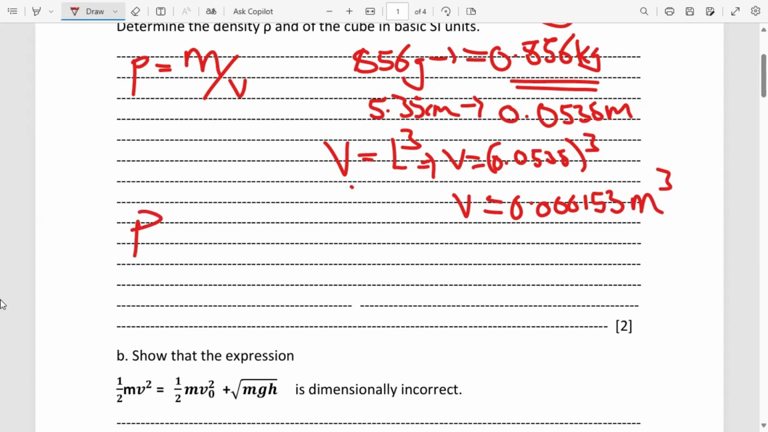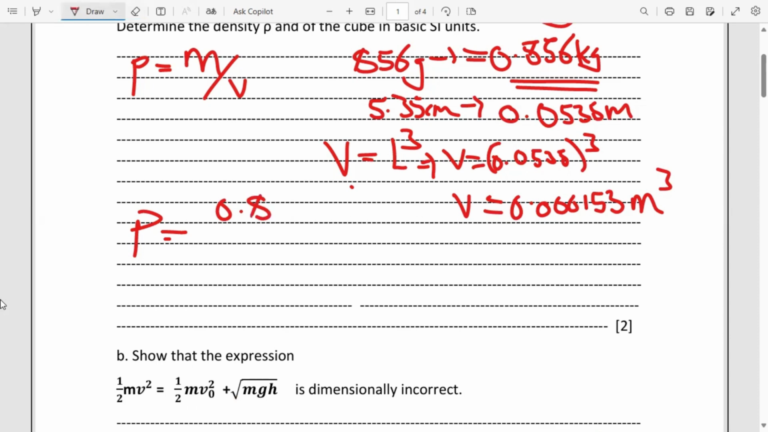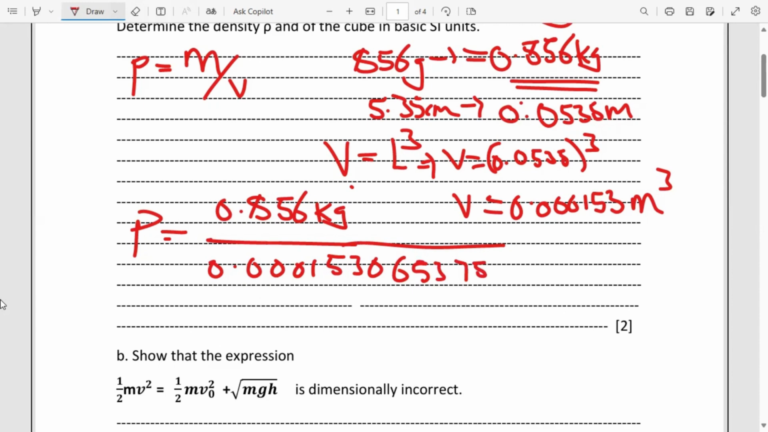So we're now going to introduce the formula for our density. Rho is equal to mass over volume. And we said our mass is 0.856 kilograms divided by 0.00015306375 cubic meters. Let me just write the whole of it. If I punch that into my calculator, I'm getting a value of density equal to 5592.2 kilograms per cubic meter.